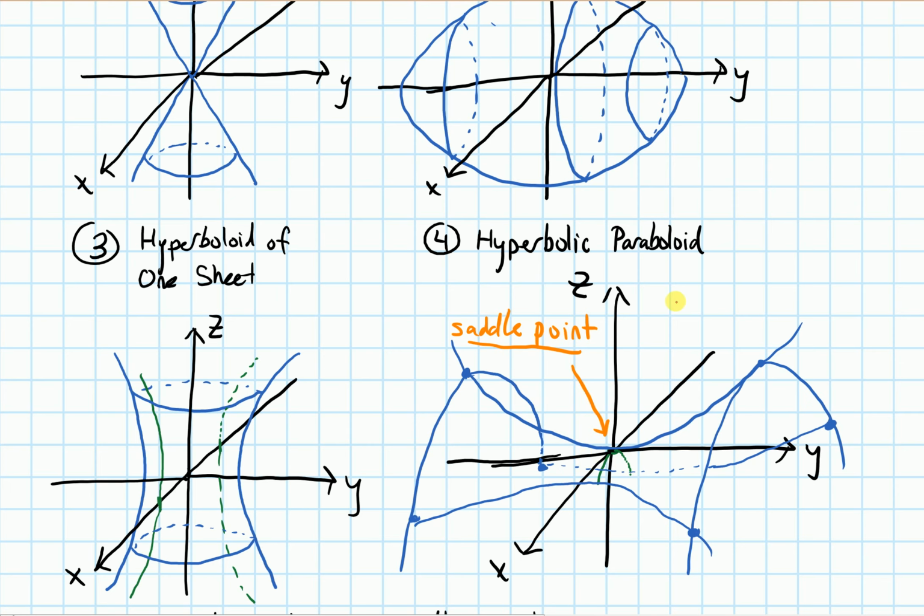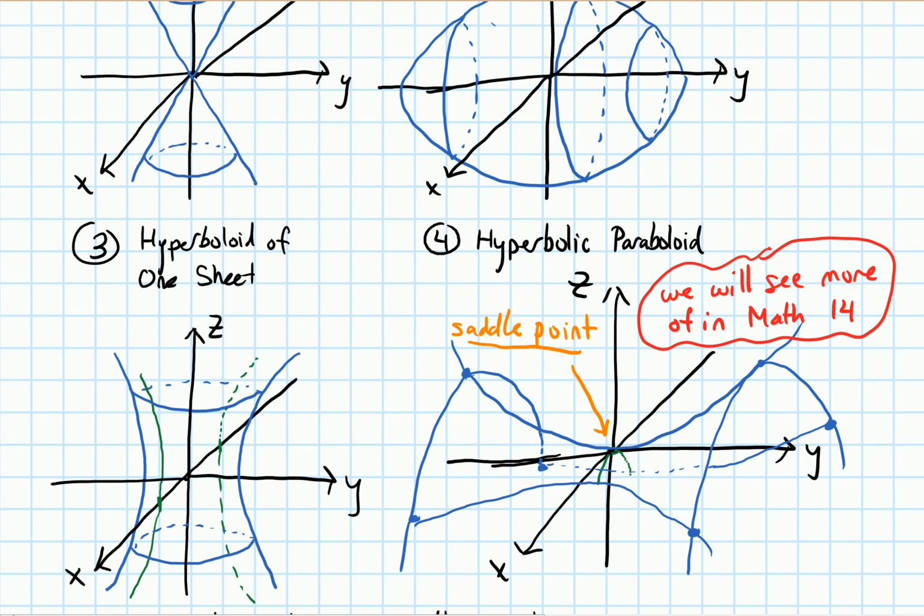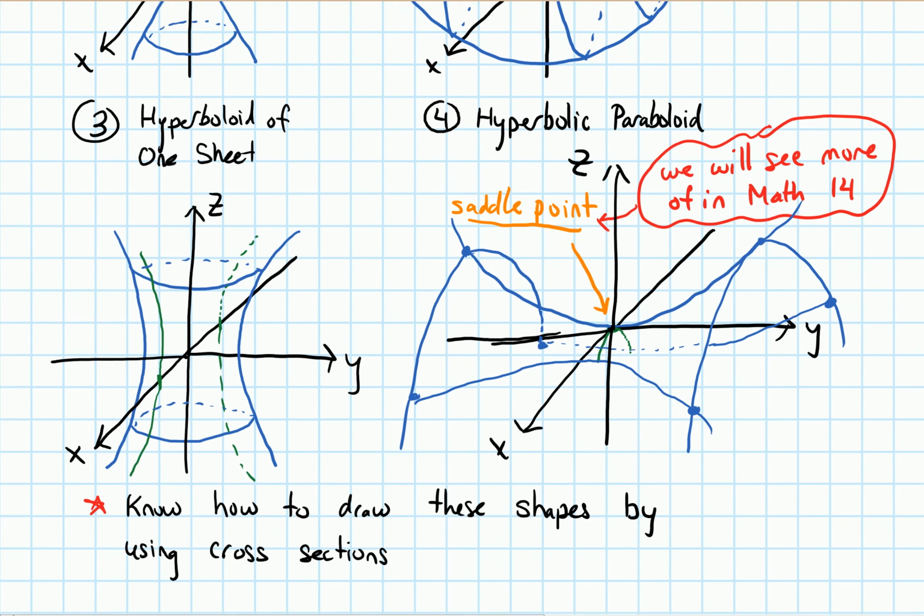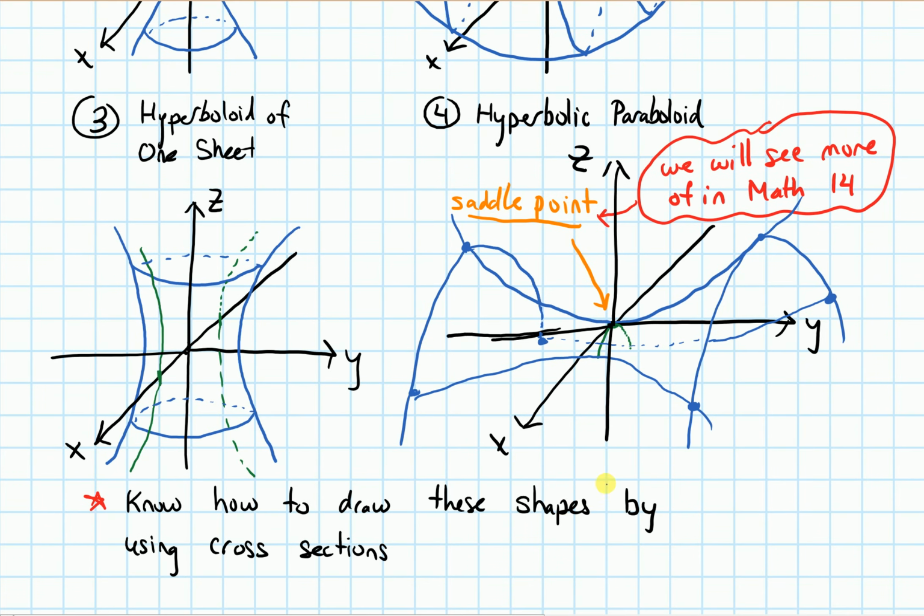So these saddle points are things that we will see more of in Math 14. Okay, so this is a bit of a preview to stuff that you'll see in more detail in Math 14, but we are going to get exposed to it here in our class as well, in the context of these hyperbolic paraboloids. Okay, so the thing that I care about the most is that you know how to draw these shapes if you have the equation given to you by using cross sections.